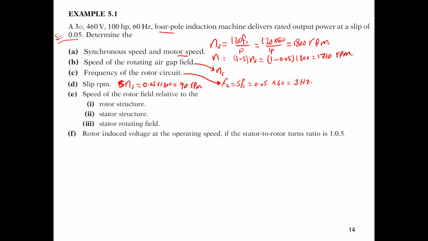So now this question says, what is the speed of the rotor field relative to? Relative to means we need to subtract from ns any of these speeds to find the relative speed. Firstly, relative to the rotor structure. The rotor structure is going to rotate with N. So in this case, the field relative speed to the rotor structure is going to be ns minus N, which is now 90 RPM.